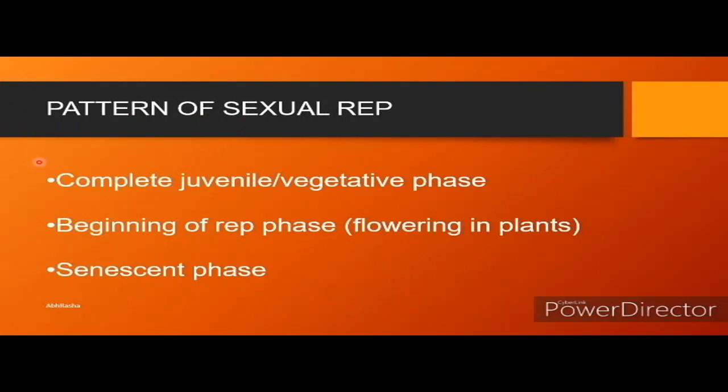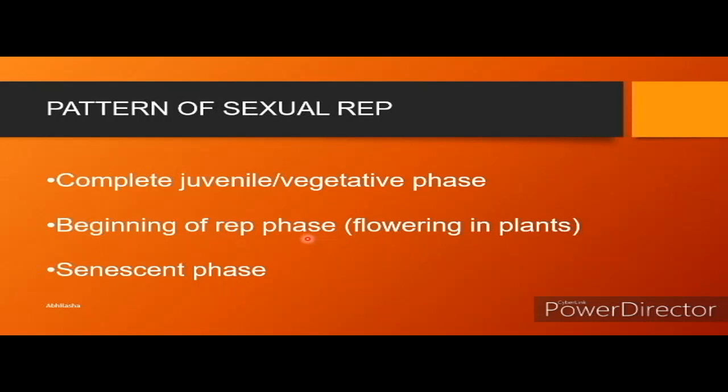Now, the next topic that we do is the pattern of sexual reproduction. We go back to the topic lifespan. In the topic lifespan, we studied these three phases. Sexual reproduction is preceded by the juvenile or vegetative phase, which is also known as the pre-reproductive phase. This phase should be complete before the reproductive phase can be started. Now, the reproductive phase in plants starts with the blooming or the flowering. In animals, we call it puberty.